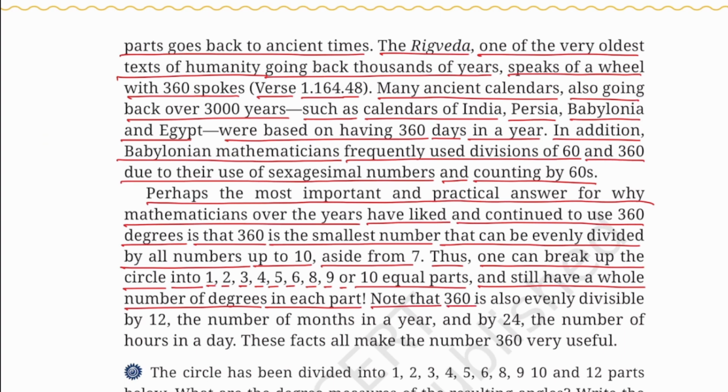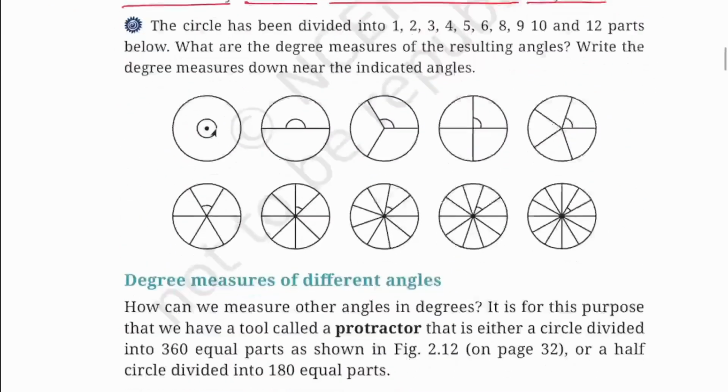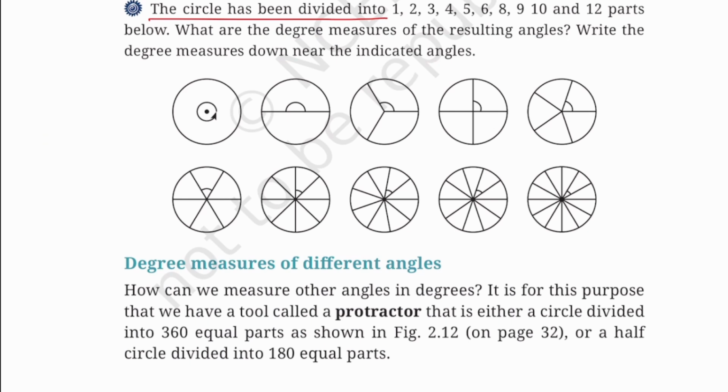Note that 360 is also evenly divisible by 12, the number of months in a year, and by 24, the number of hours in a day. These facts all make the number 360 very useful. The circle has been divided into 1, 2, 3, 4, 5, 6, 8, 9, 10 and 12 parts below. What are the degree measures of the resulting angles? Write the degree measures down near the indicated angles.